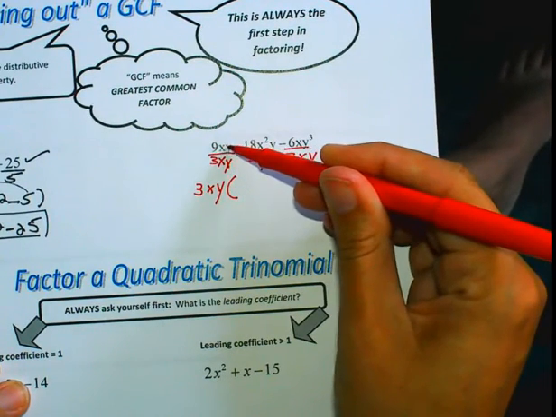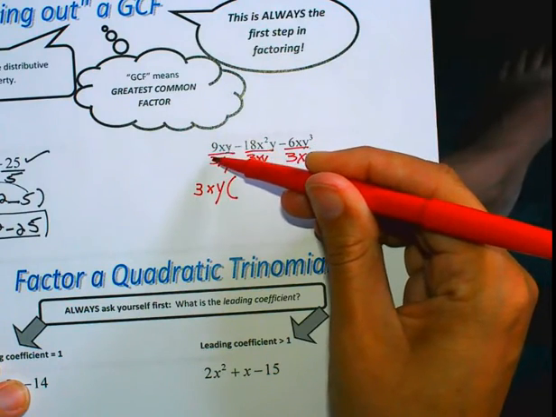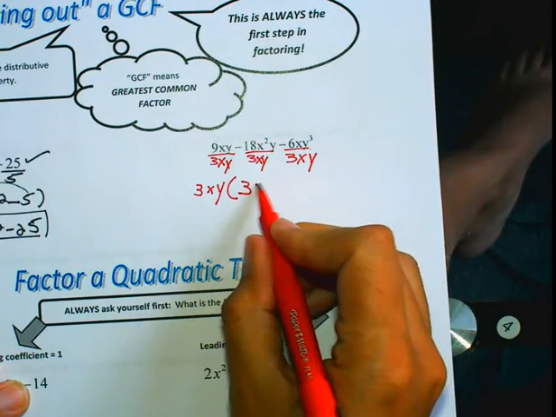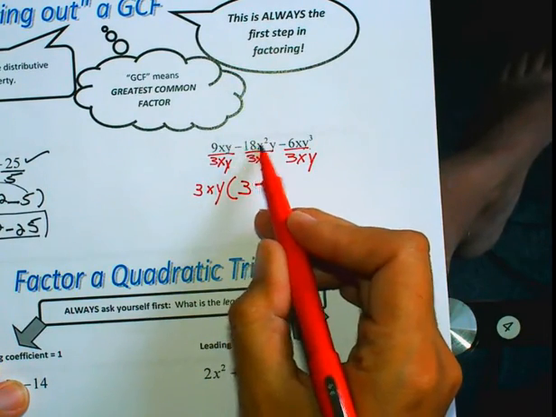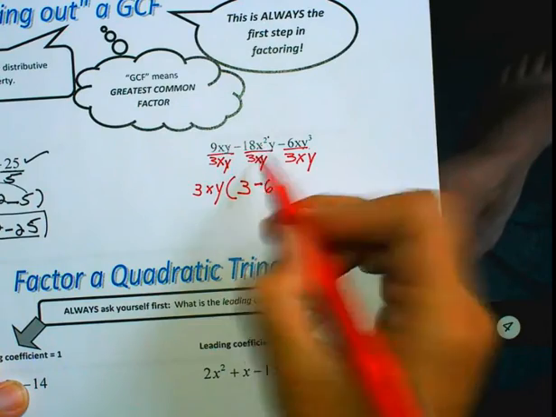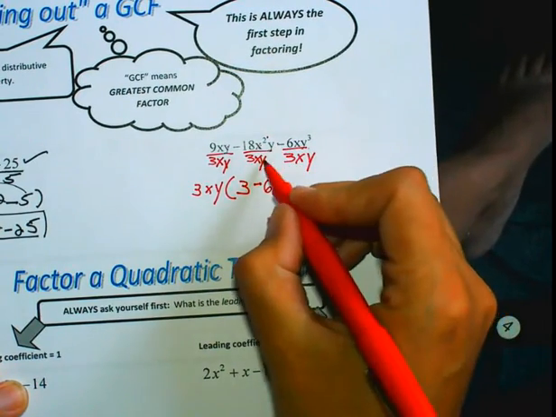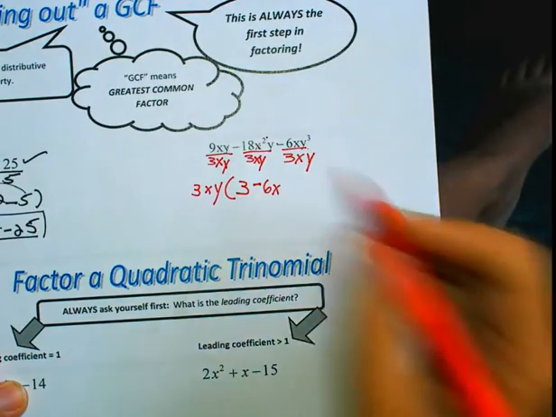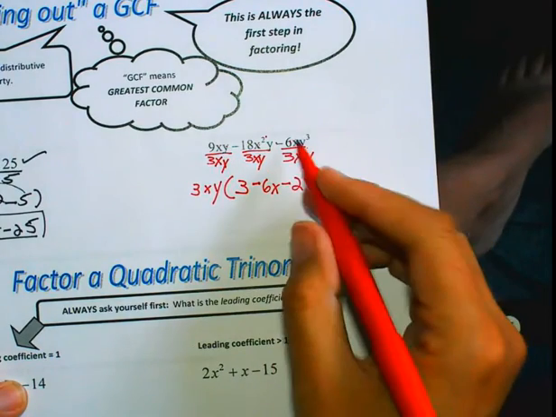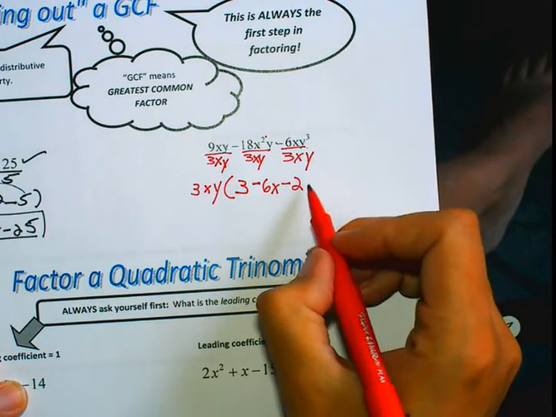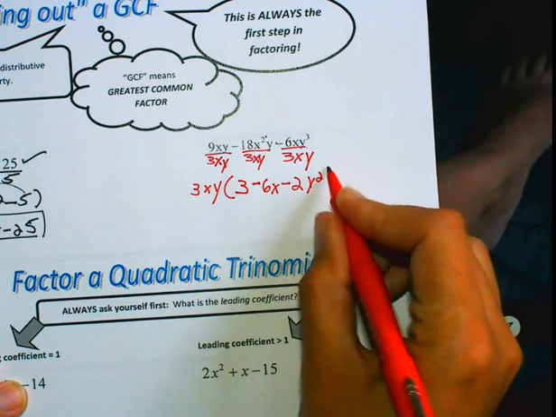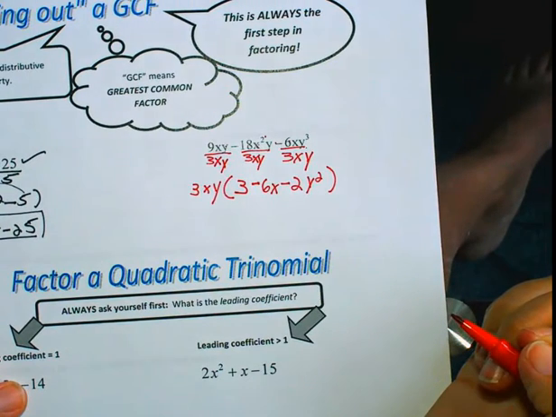So 9xy divided by 3xy is going to be just 3. Bring down our sign. 18 divided by 3 is going to be 6. X squared divided by x is just x. And y divided by y is 1. Okay, bring down our sign again. We have 6 divided by 3 is 2. X divided by x is 1. Y cubed divided by y is y squared. So we factored out our GCF.